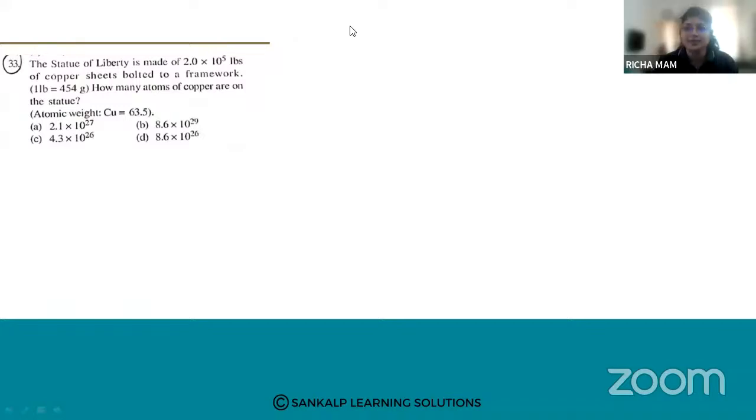Try to solve this application type of question. Vamshi Krishna and Neeraj have answered it as B. Okay, only two answers I've got. So let me solve it.